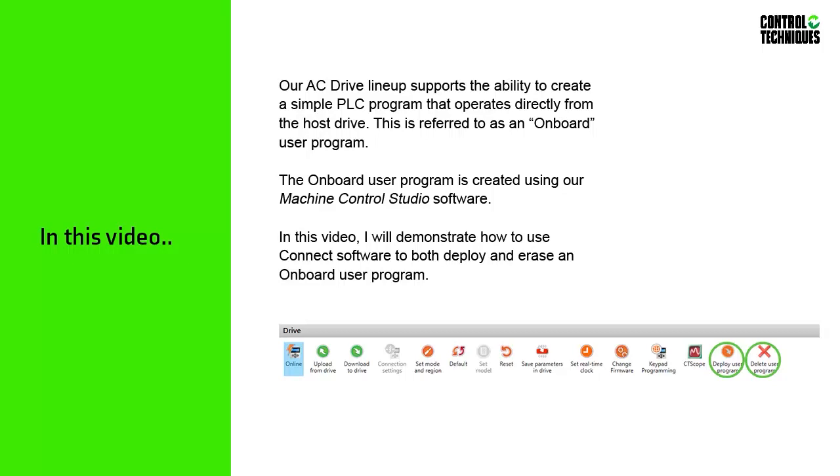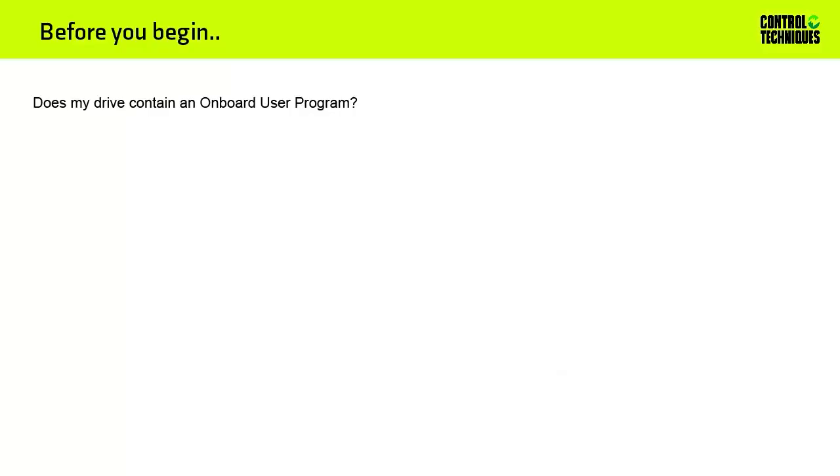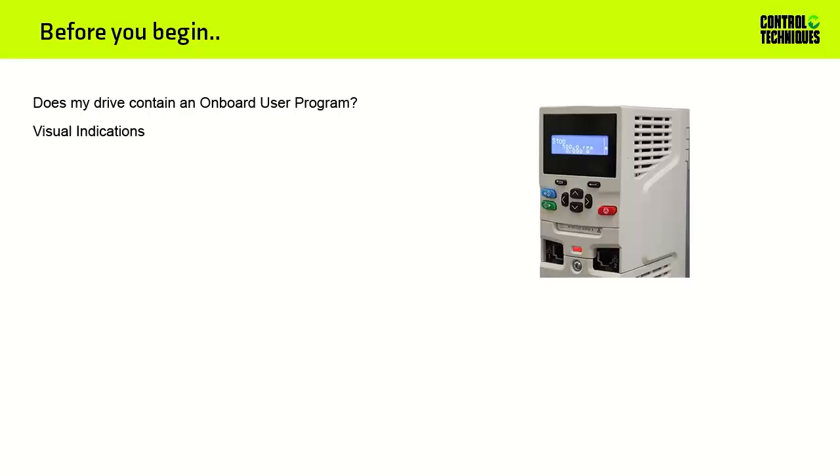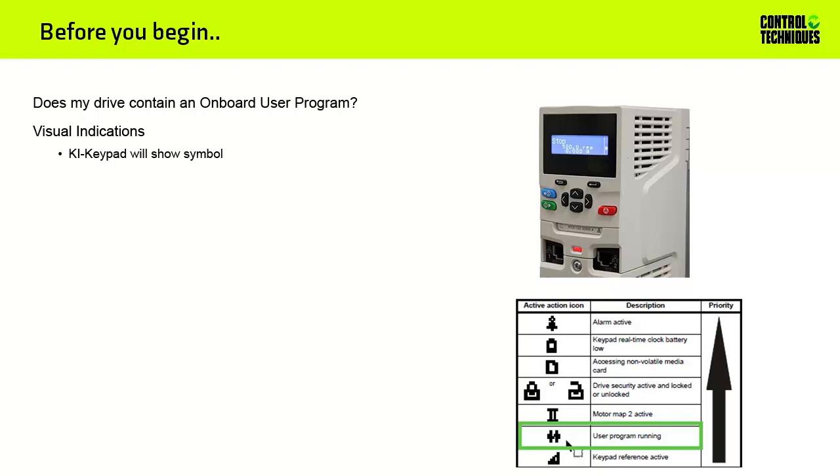So if you're ready, let's get started. The first question you might ask is, how do I know if the drive I'm working with contains an onboard user program? Well, there are a couple different ways to do this. The easiest way to know, if you have a keypad, is a visual indication, and that will be a symbol that looks like a contact symbol that I've highlighted here in this graphic, and it will appear along the right-hand margin of either our KI-Keypad or our KI-Keypad Remote.